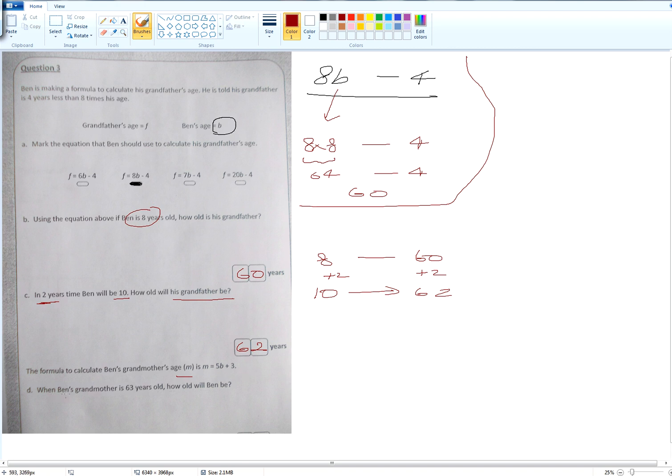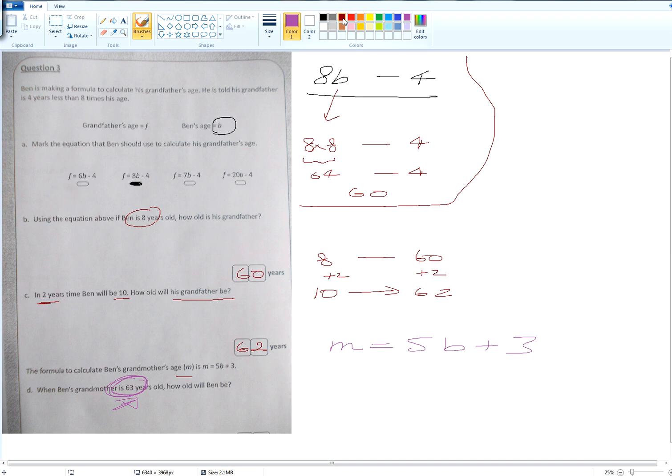The formula to calculate Ben's grandmother's age is M is equal to 5B plus 3. When Ben's grandmother is 63 years old, how old will Ben be? Now, hang on one second. Remember, it's Ben and not Ben 10. We have M for the grandmother, and we know how old the grandmother is. Anam, look, how old is she? 63. Yes, 63 in the question.